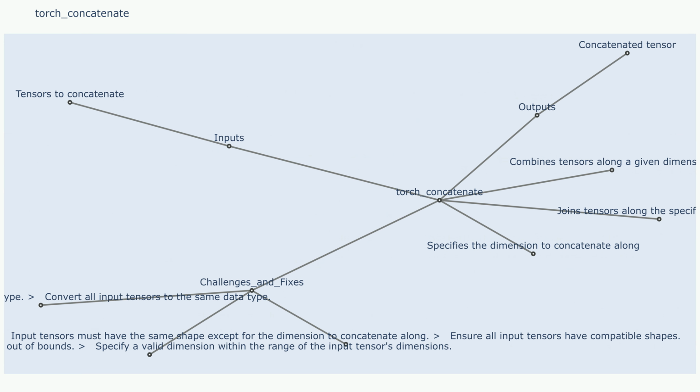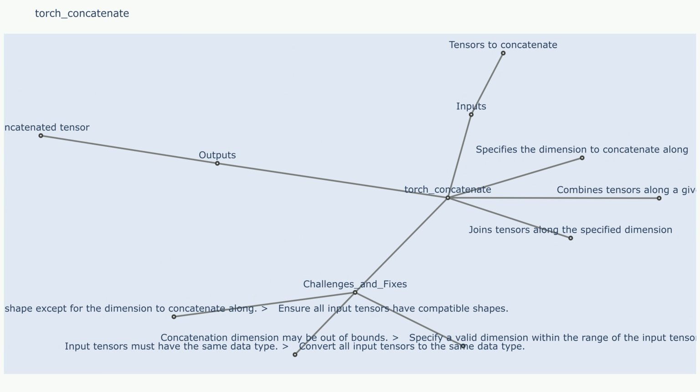Output 2: the output tensor will have a shape that is the same as the input tensors except for the dimension along which the concatenation was performed. The size of this dimension will be the sum of the sizes of the corresponding dimensions in the input tensors.